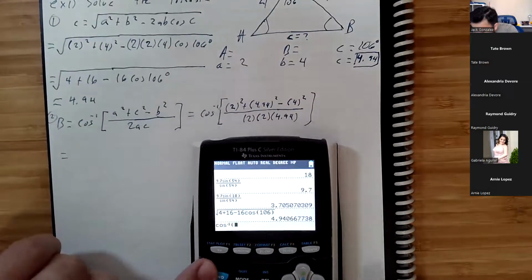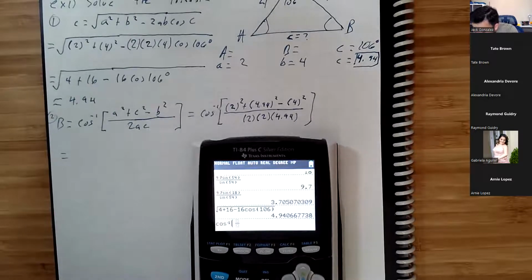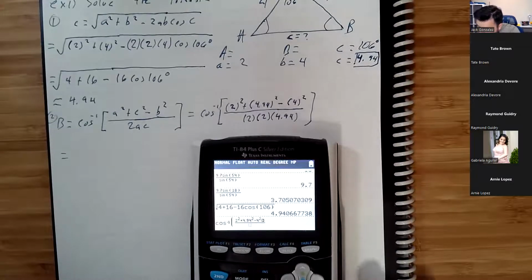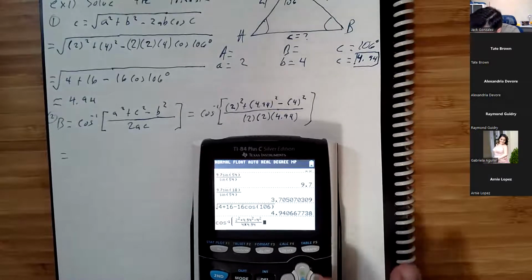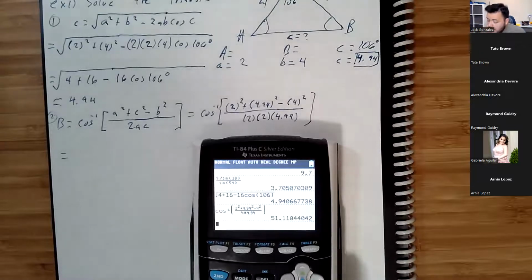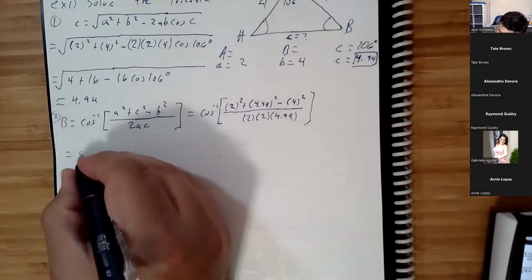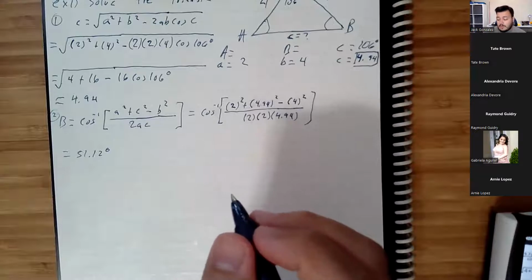So cosine inverse, I'm going to use the fraction button just to make it a little bit prettier. 2 squared plus 4.94 squared minus 4 squared over 2 times 4.94. 51.12 degrees. Okay, so we got capital B.